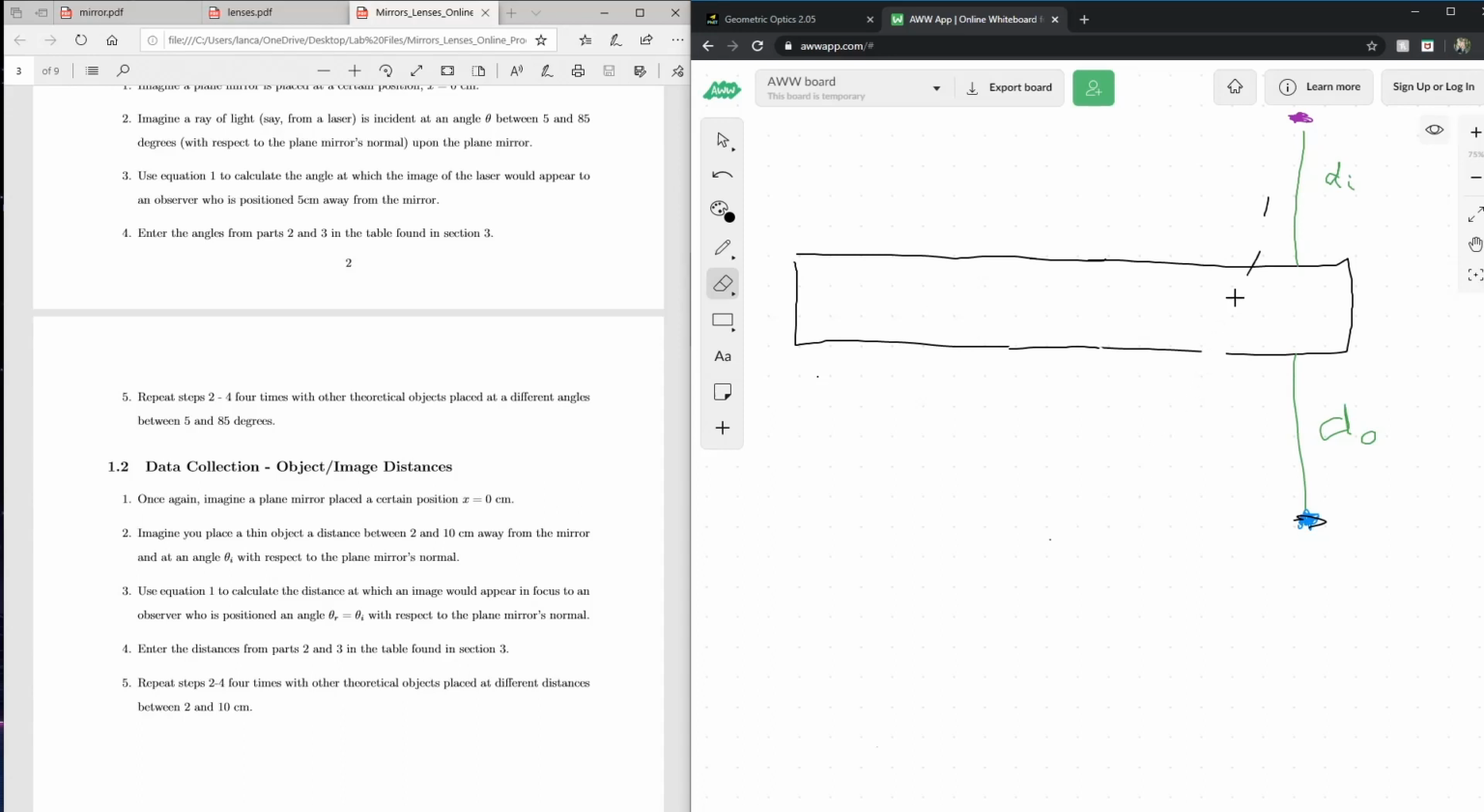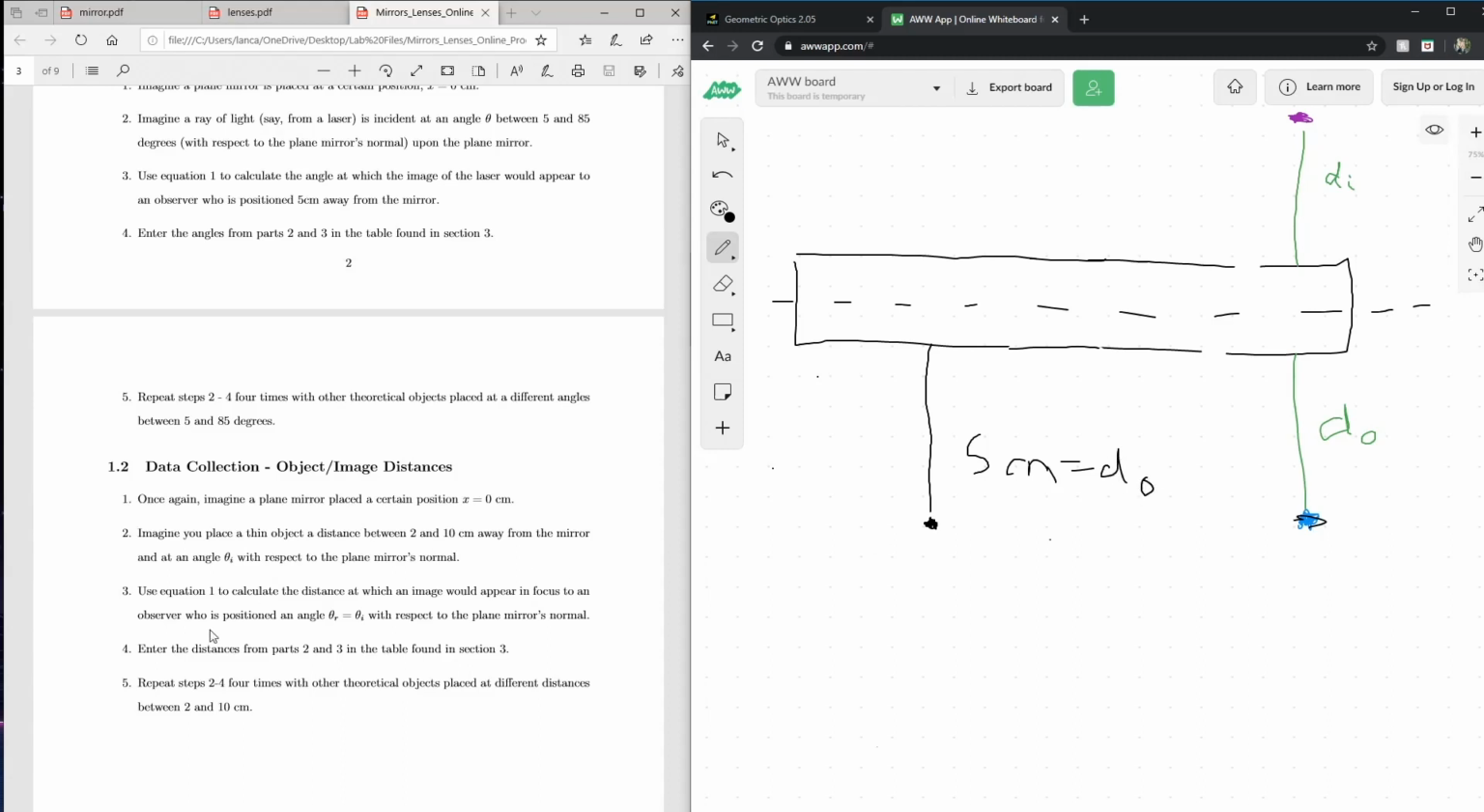So the lab manual says, imagine a plane mirror placed at 0, so we're calling this little axis here x equals 0, and imagine you place a thin object at a distance between 2 centimeters and 10 centimeters away from the mirror at an angle theta I with respect to the plane mirror's normal. So let's say I'm placing it here. So this is my object, and let's call this distance 5 centimeters. So 5 centimeters is our object distance.